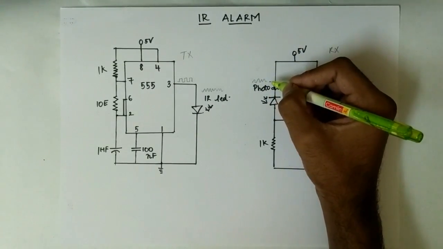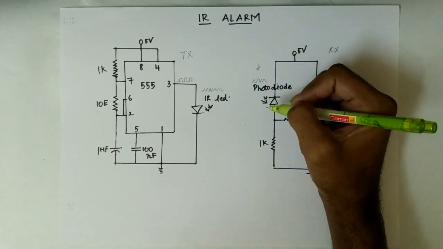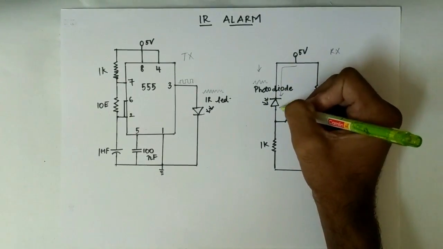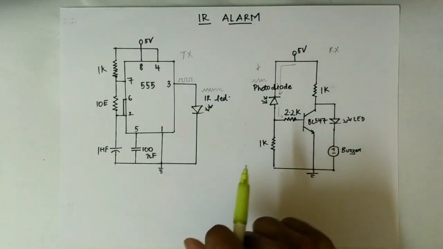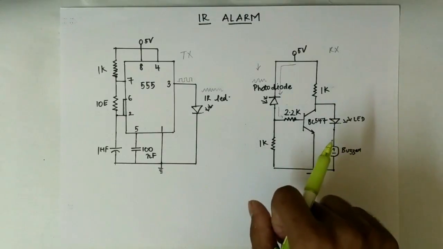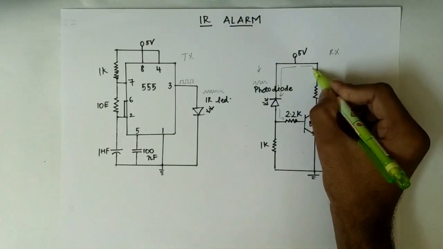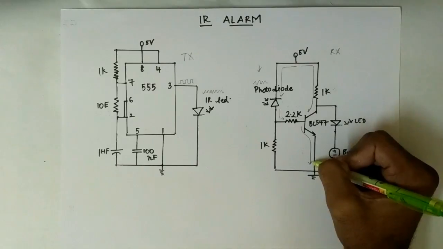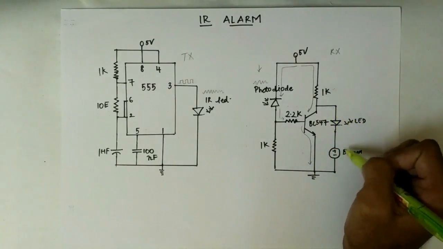The property of the photodiode is that as the IR waves are received by the photodiode, its resistance decreases. As the resistance of the photodiode decreases, current is allowed to pass through the photodiode in this direction. As base current is given to the transistor, it changes its state to on. When the transistor is in the on state, current is passed through the collector and the emitter, and there is no flow of current through the LED and the buzzer. So there is no beep in the buzzer.